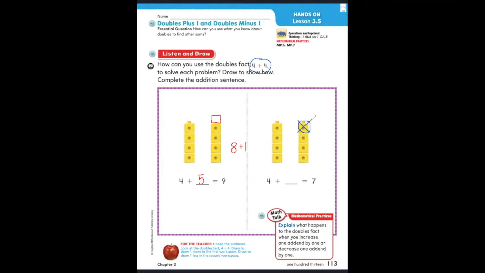What addition sentence describes this picture now? 4, 1, 2, 3, 4, plus 3, 1, 2, 3. 4 plus 3 equals 7. How do we know the sum for 4 plus 3 without adding? Well, we know the doubles fact is 4 plus 4 equals 8. So the sum for 4 plus 3 is 8 minus 1, which gives us 7. That's how we can check our answer.